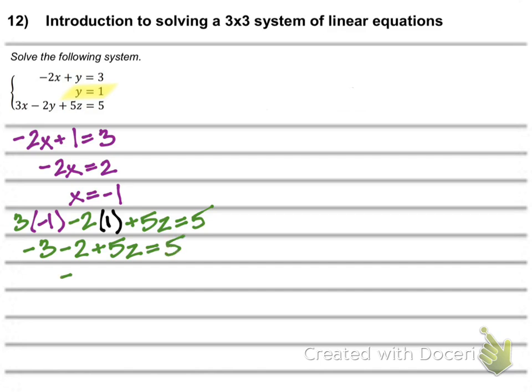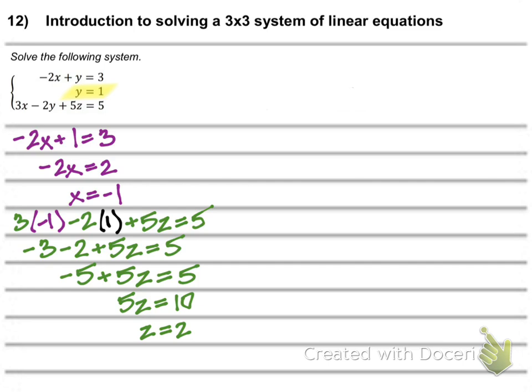Negative 3 and negative 2 gives me negative 5 plus 5z is 5. I would add 5 to both sides. So 5z is 10. And z is 2.